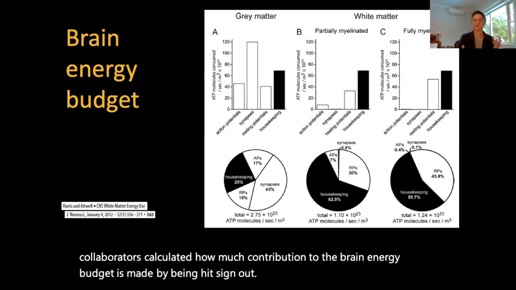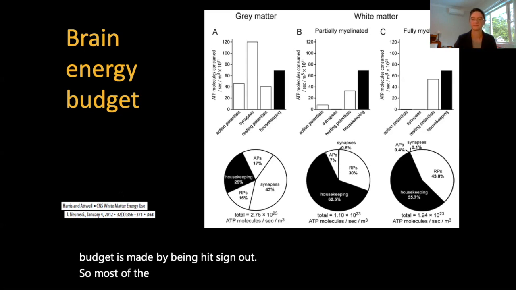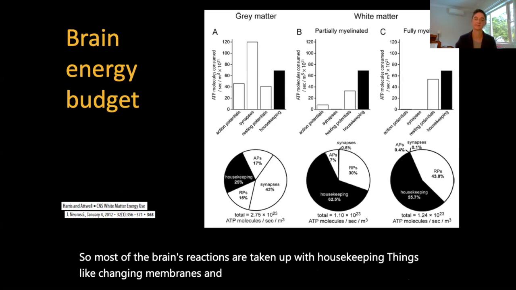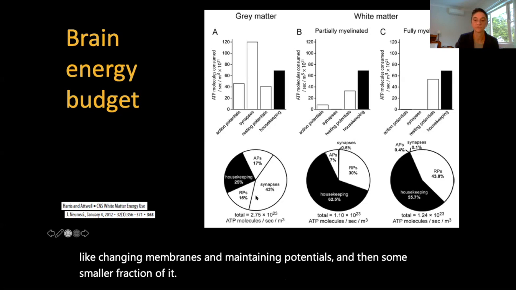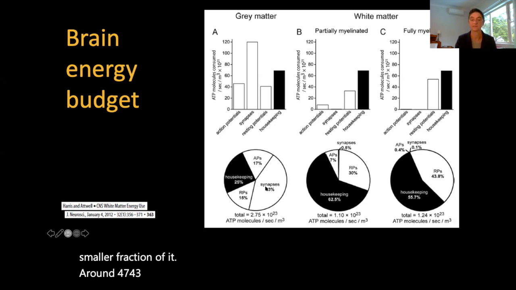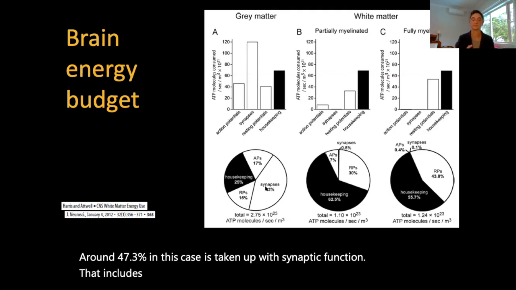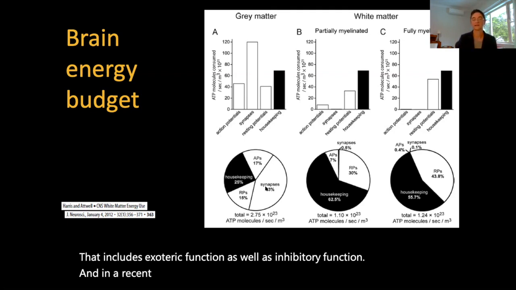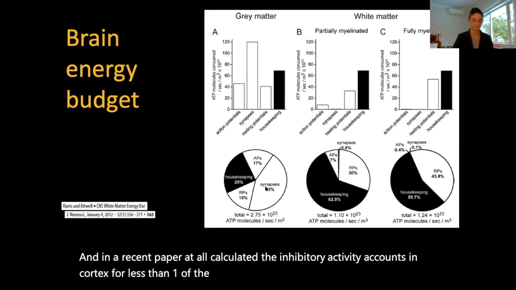So most of the brain's reactions are taken up with housekeeping, things like changing membranes and maintaining potentials. And then some smaller fraction of it, around 43% in this case, is taken up with synaptic function. But that includes excitatory function as well as inhibitory function. And in their recent paper, Attwell et al. calculated that inhibitory activity accounts in the cortex for less than 1% of the total energy budget.